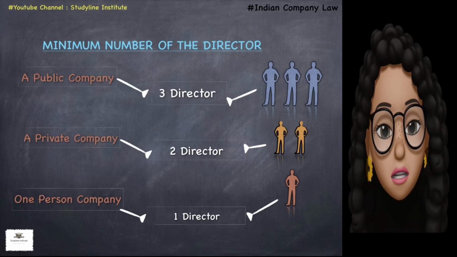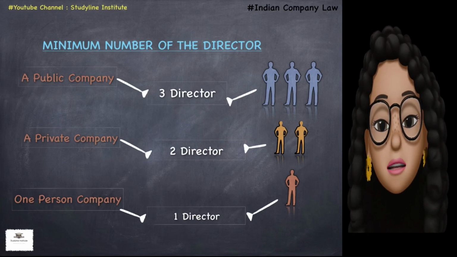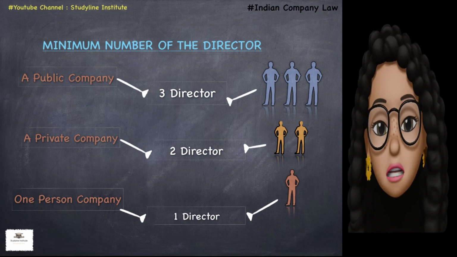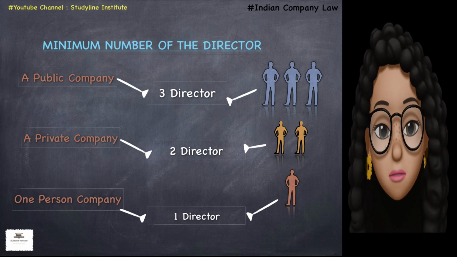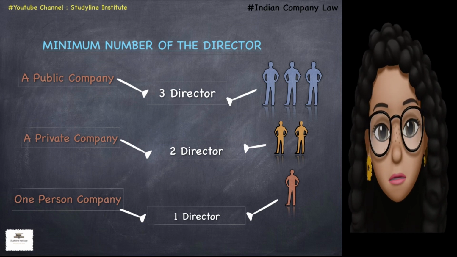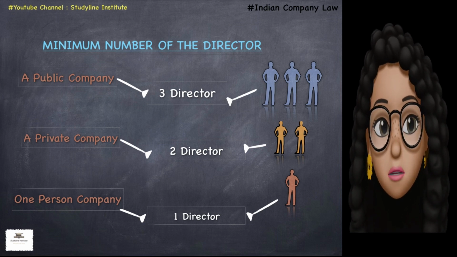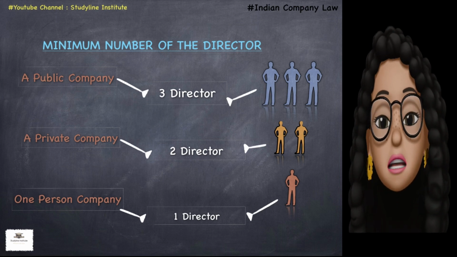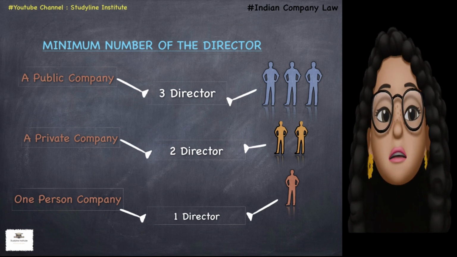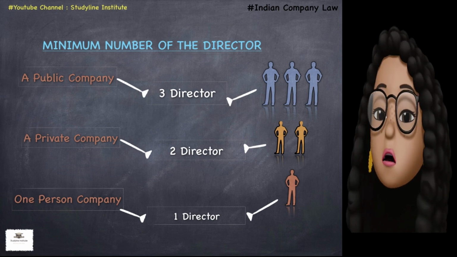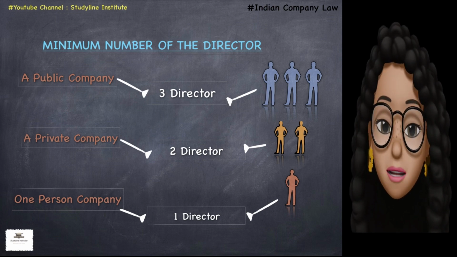We have come to the conclusion that yes, a company needs to appoint directors. Now the second point is how many directors. So let's move on to that topic. Let's first understand the minimum requirement for the company to appoint directors. We have three basic types of company: public, private, and one person. We have to remember that for public we need 3 directors, private we need 2 directors, and one person 1 director. 3, 2, 1.